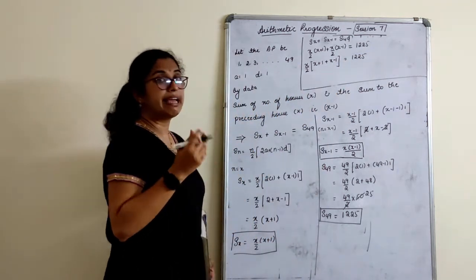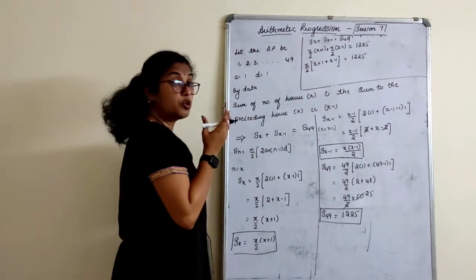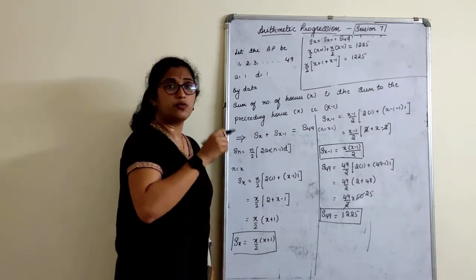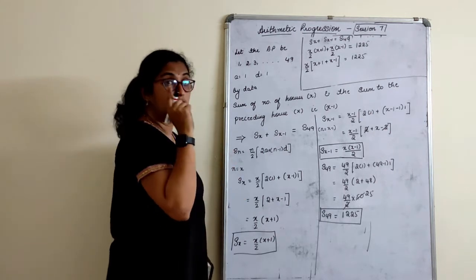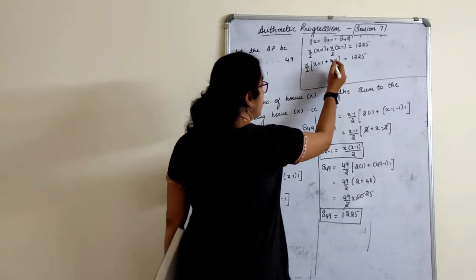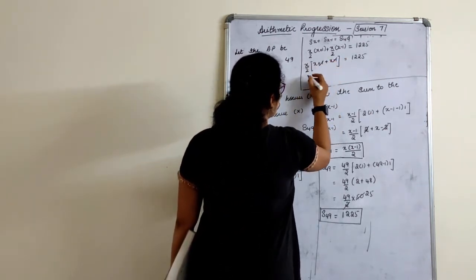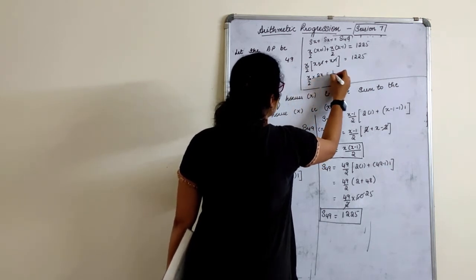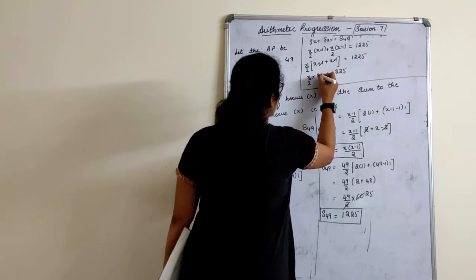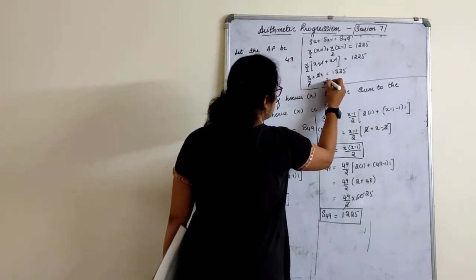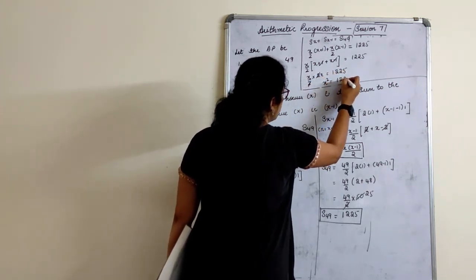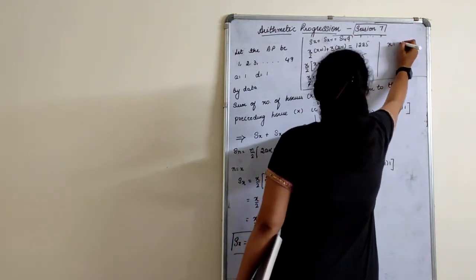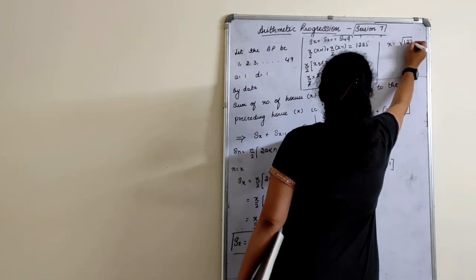Always try to take common wherever possible, not only in this chapter. Further, when we start with surface area and volume, there also, wherever we can take common, try to take common and solve it. Your calculation becomes much easier. x by 2 into 2x is equal to 1225. 2 and 2 will get cancelled. x square is equal to 1225. Therefore, x is equal to square root of 1225.